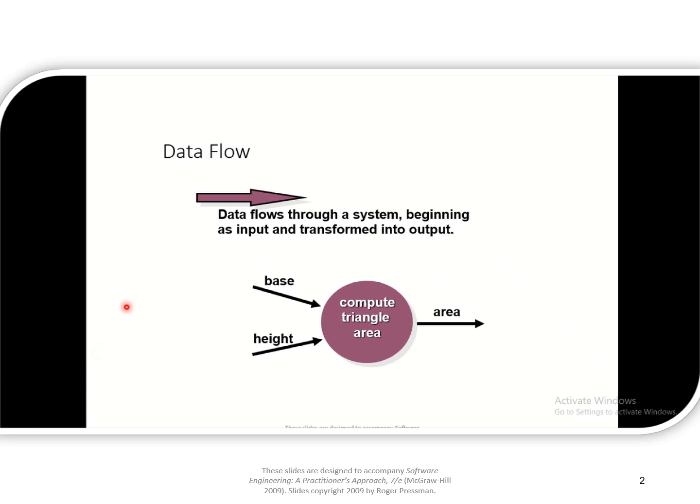So here, take an example of data flow. We can see that data flows through a system beginning as input and transformed into output. Like in this case, we are interested in finding out the area of a triangle. So we are taking the base as an input object value and the height as another input object value, and this processor is going to find the area of a triangle by the help of these input values.